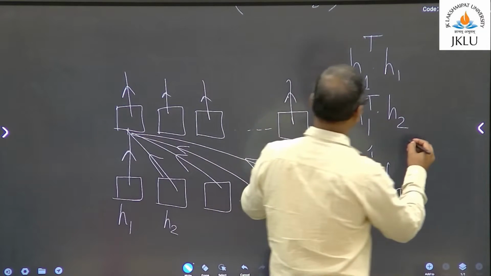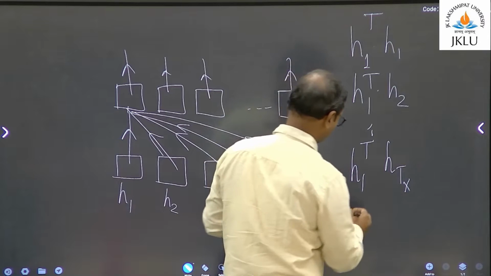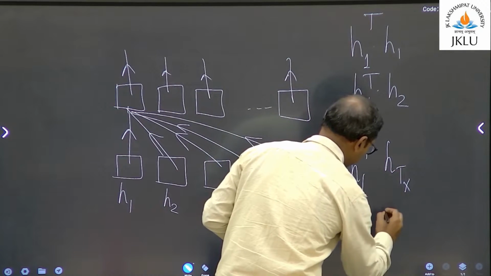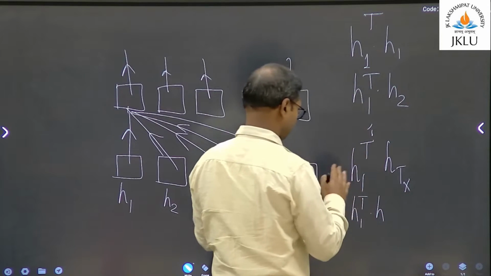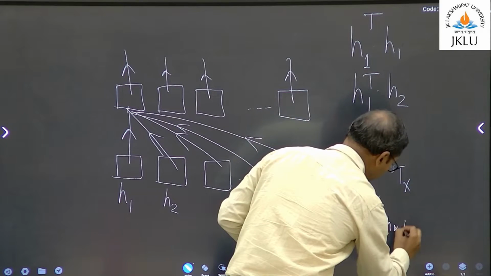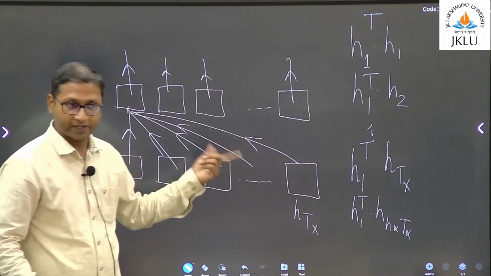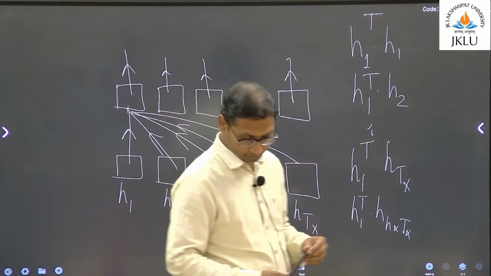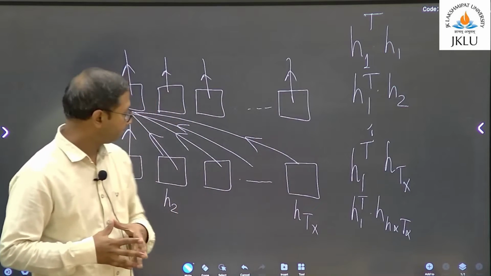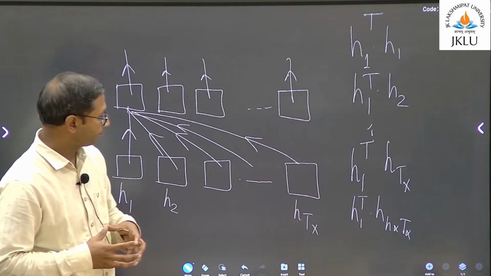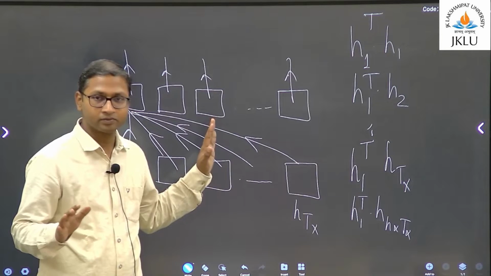And in our vectorized notation this whole thing was just H1 transpose H, where your H is H cross Tx. So this whole thing is going to give you a vector of size Tx. And what does this vector mean? How many of you are not following what we are doing in the last 5-10 minutes? Speak up.